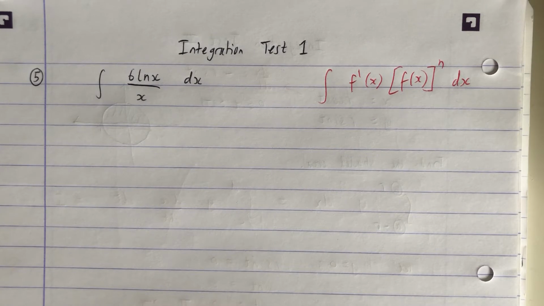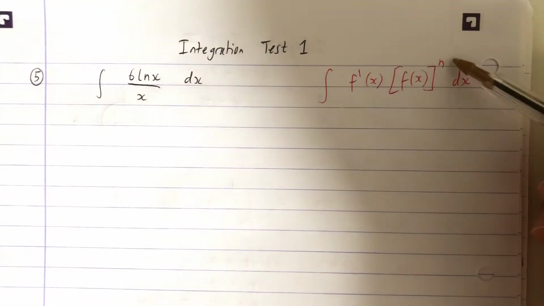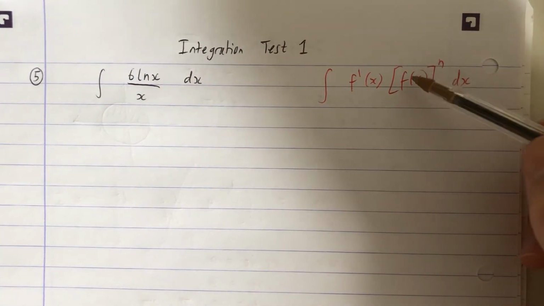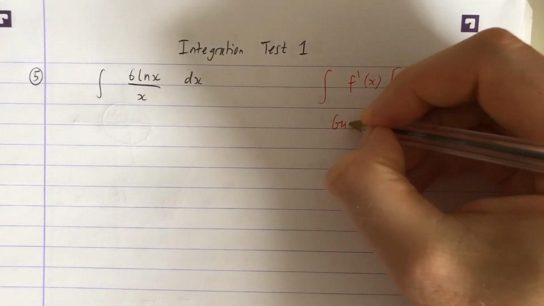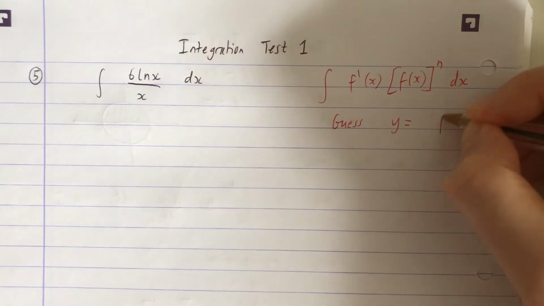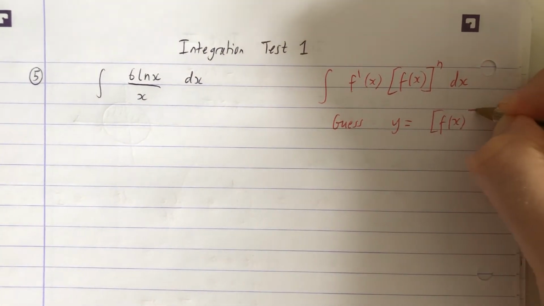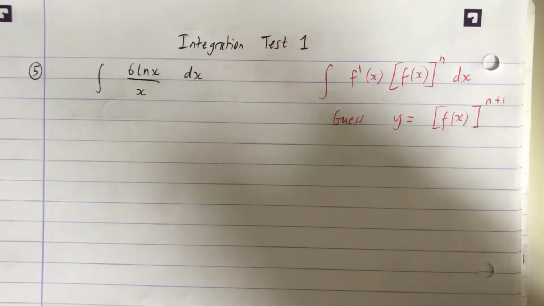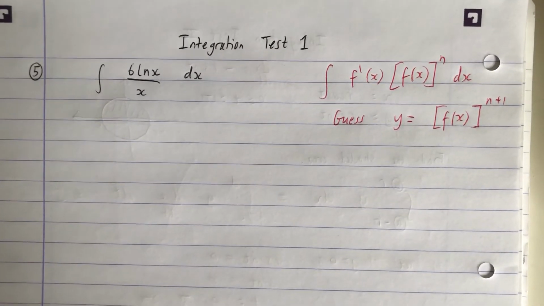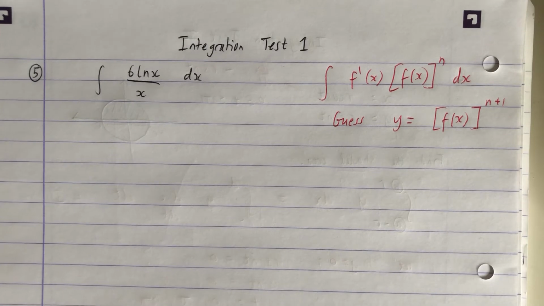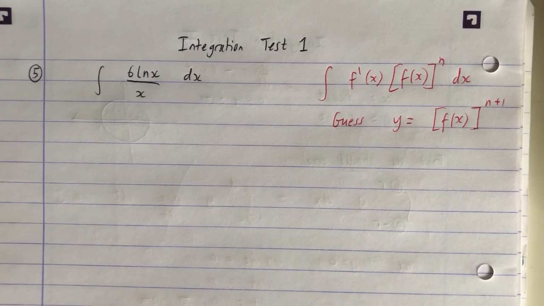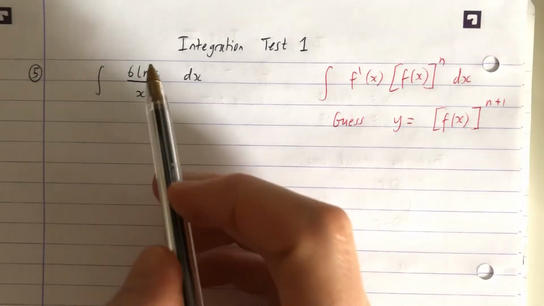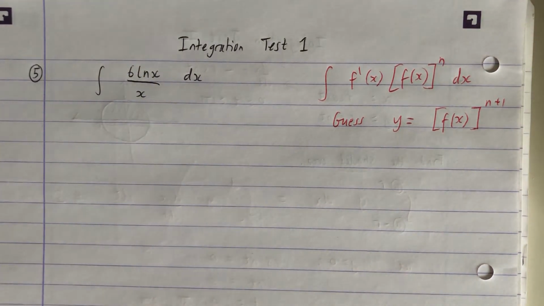This is an example of the reverse chain rule. So you've got some function to a power, but then you are multiplying by its derivative, then you should guess that the answer is f of x to the n plus 1. That is a pattern that you're always looking for when doing integration, a function to a power maybe times by its derivative. And if we look at this particular example, then ln x, what's ln x's derivative?